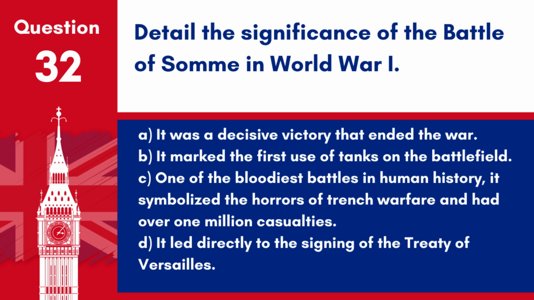Question 32. Detail the significance of the Battle of Somme in World War I. A. It was a decisive victory that ended the war. B. It marked the first use of tanks on the battlefield. C. One of the bloodiest battles in human history. It symbolized the horrors of trench warfare and had over 1 million casualties. D. It led directly to the signing of the Treaty of Versailles.